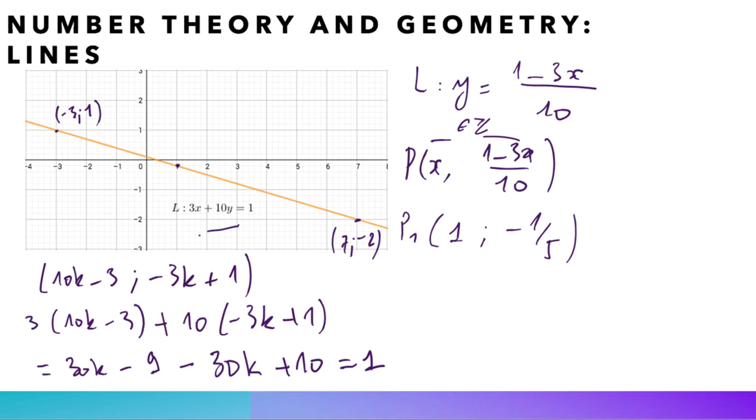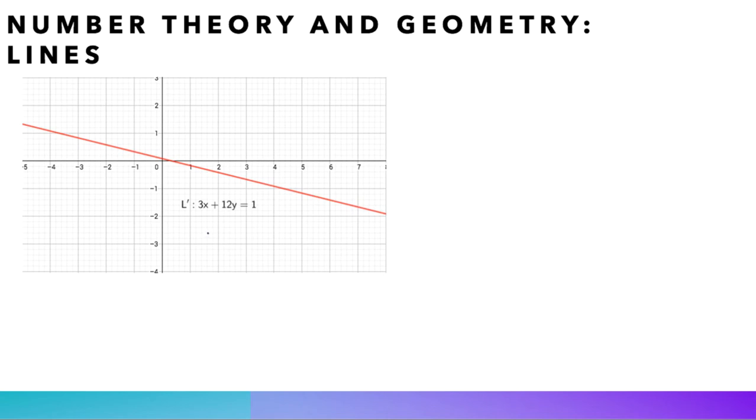From this example, it is obvious that on any line with integral coefficients, there are infinitely many rational points. We might actually expect to find infinitely many integral points on such lines, but this is wrong in general. We show this in an example. Let L' be the line in the plane defined by the equation 3x + 12y = 1, as you can see on the screen. As we said before, L' contains infinitely many rational points given by P of coordinates (x, (1 - 3x)/12). Now, are there any integral points on our line L'?